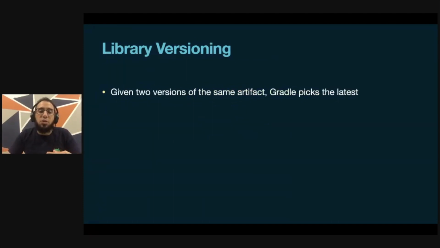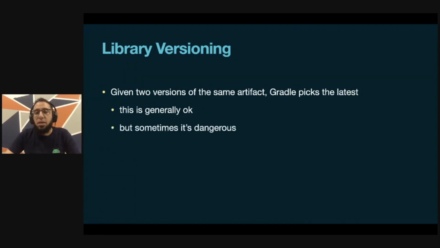Another set of problems you run into is library versioning. Given 2 versions of the same artifact, Gradle will pick the latest one. This is generally okay and generally what we want, actually. But sometimes it's problematic. One example of this is OkHttp and Retrofit dropping support for the older versions of Android as of a particular version. If you exceed 3.13 point something, that's MinSDK 21 plus. And at the time, we still weren't MinSDK 21, so that's very dangerous because everything would compile and everything would look fine, but it would insta-crash on any devices before that.